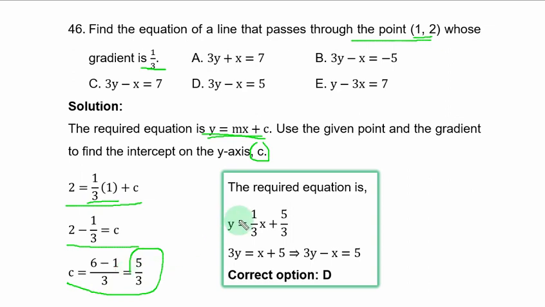The required equation is this. After replacing m and c with their respective values, you have this result. Multiply through by 3 to clear fractions, you have this result. Going by the options, you need to transfer x to the left hand side, and you have 3y minus x equal to 5. D is the correct option.